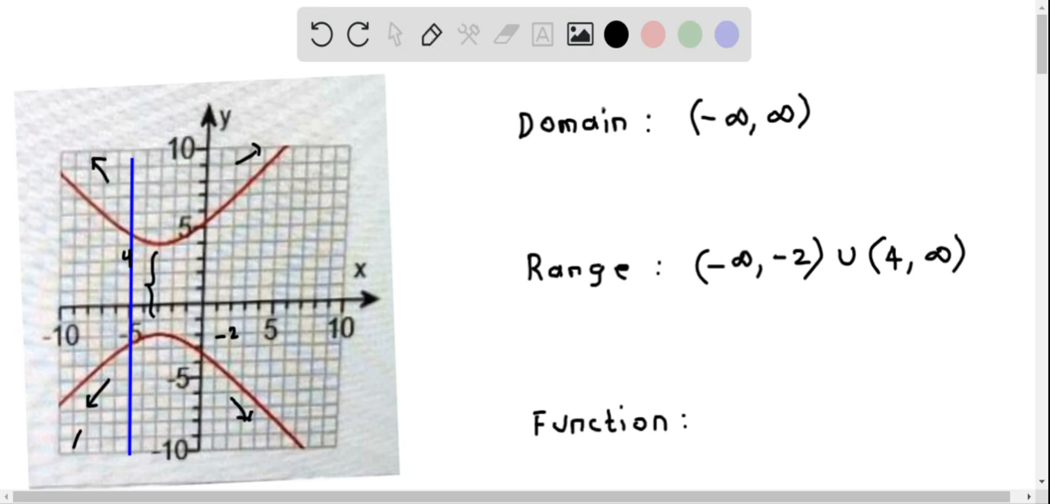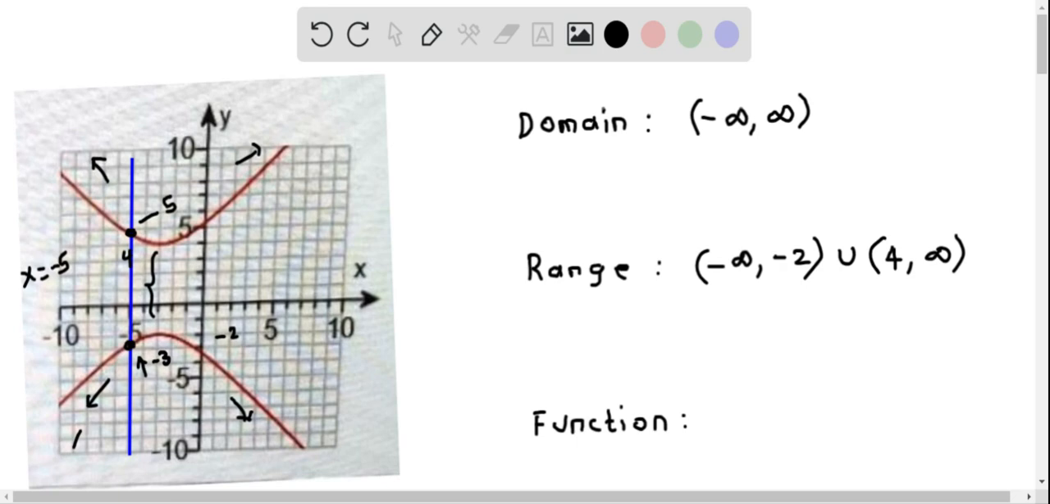Clearly, we can see that this line intersects the graph of this relation at 2 points, that is, for a single value of x. When x equals negative 5, we basically get two values. This value looks like a 5, and this value looks like negative 3. So for x equal to negative 5, we get two values of y.